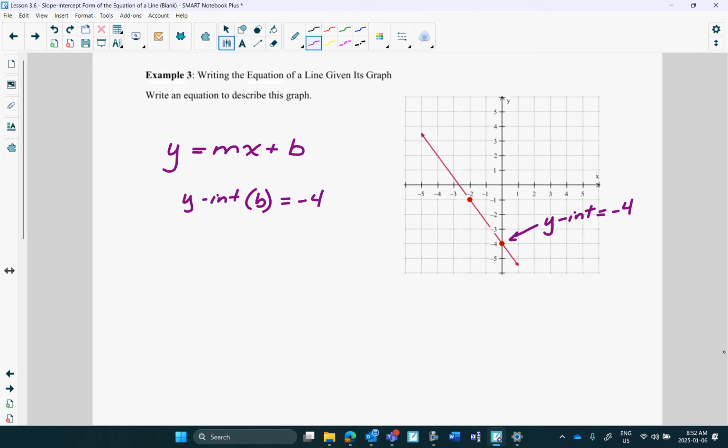And the slope, I'm going to use rise over run. Take 2 points, count out the rise and run. So let's take these 2 points. Well, I have to go down 3, and then to the right 2. So the slope is -3/2, which means the m is -3/2.